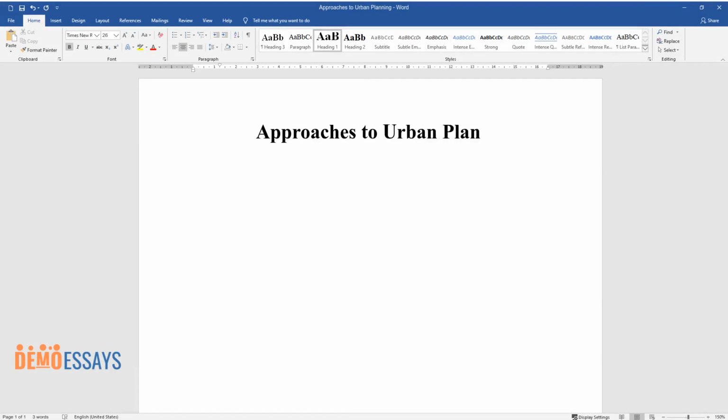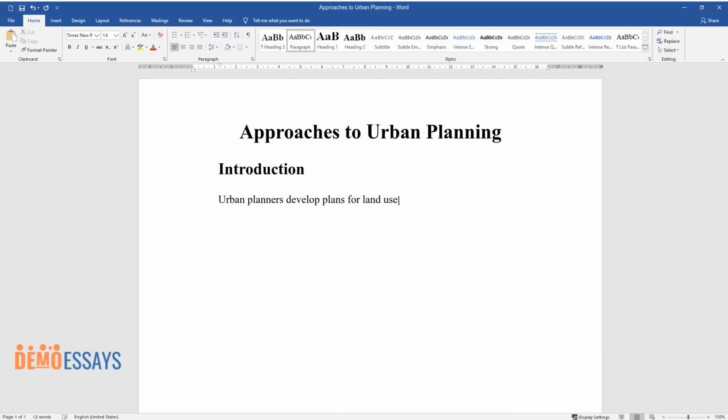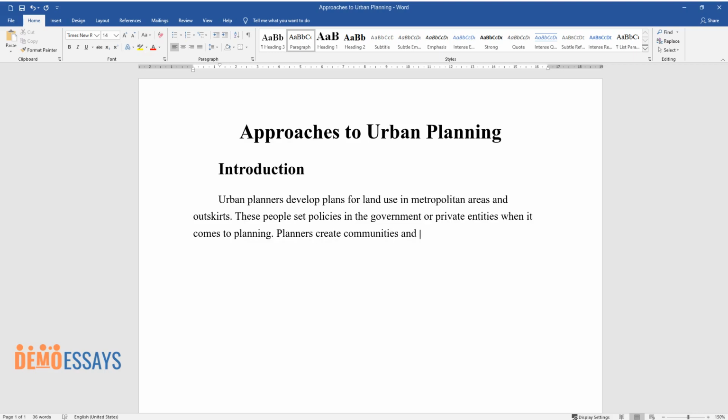Approaches to urban planning. Introduction. Urban planners develop plans for land use in metropolitan areas and outskirts. These people set policies in the government or private entities when it comes to planning. Planners create communities and accommodate growth while revitalizing the facilities in cities, towns, counties, and other urbanite regions.